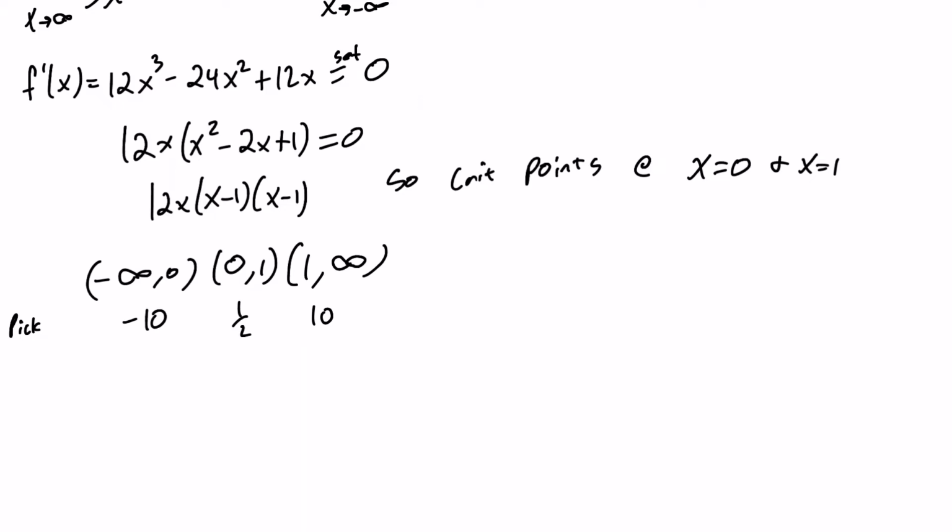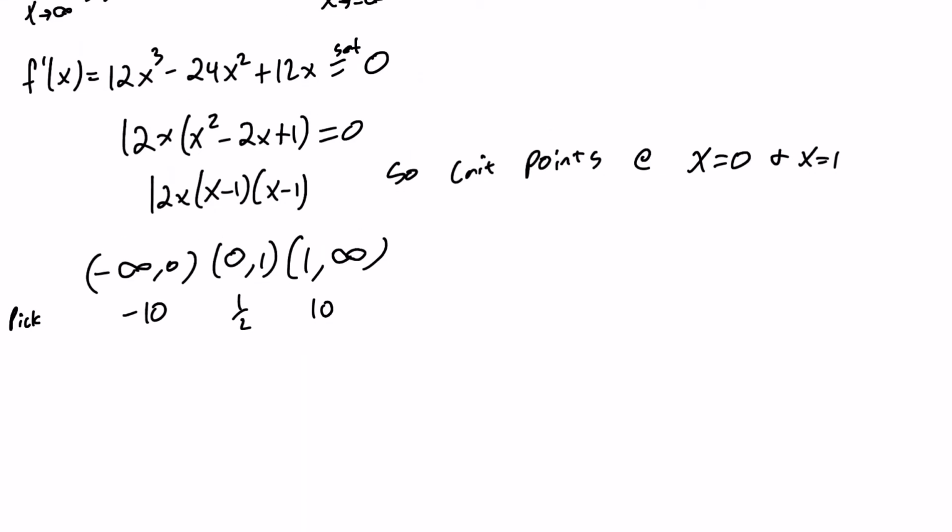And we plug this into our first derivative. Now, what we can do is we can try and plug these into 12x cubed minus 24x squared, but it's probably easier actually to plug it into this. What we have here, 12x times x minus 1 times x minus 1, is the same as this. It's just rewritten a different way. So let's try that.